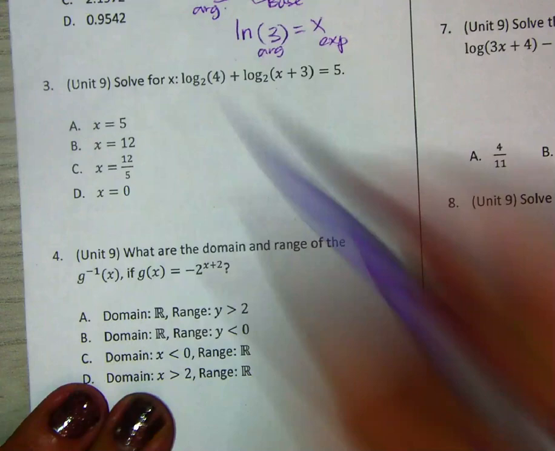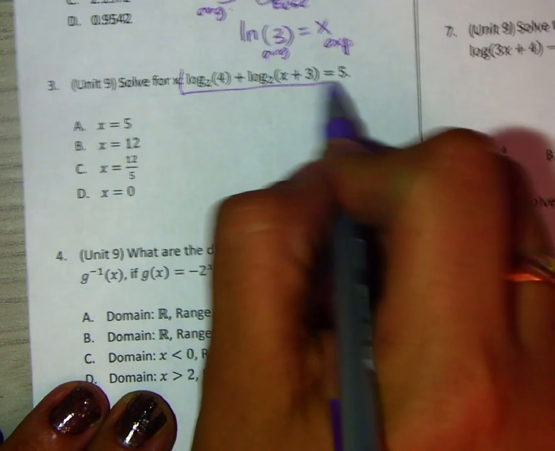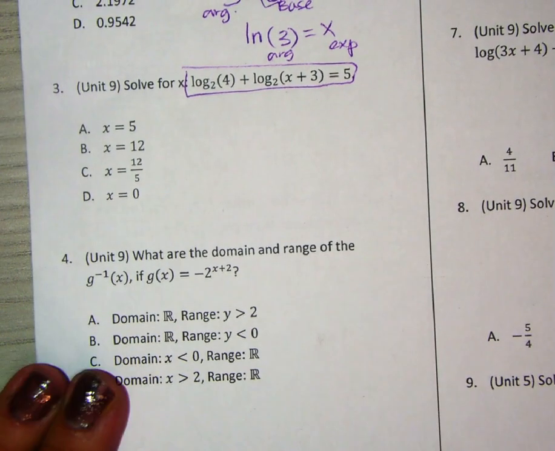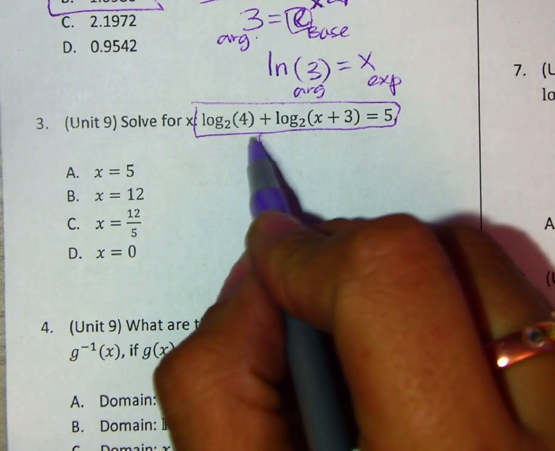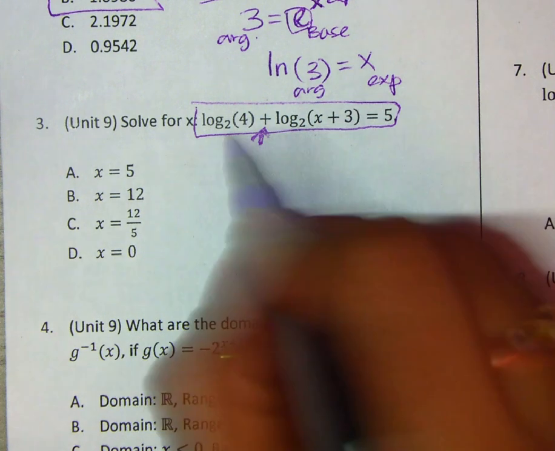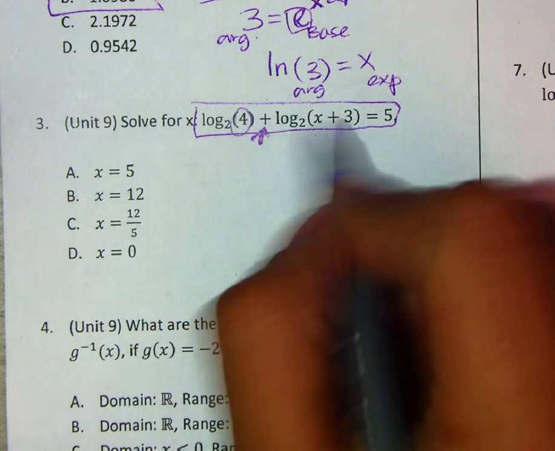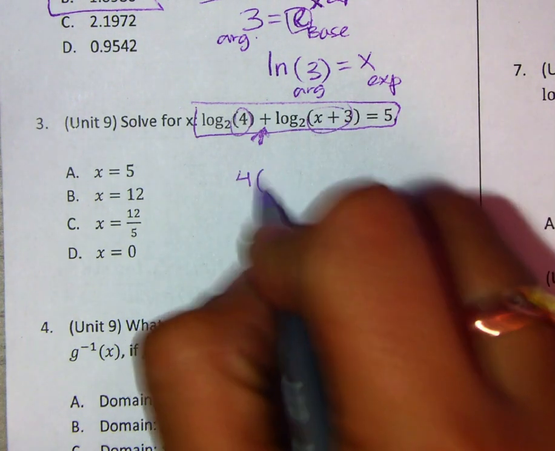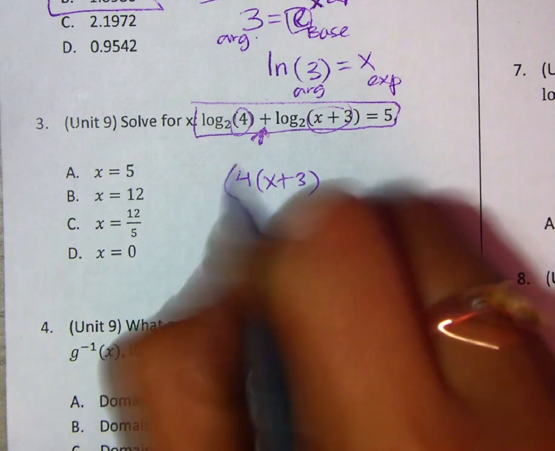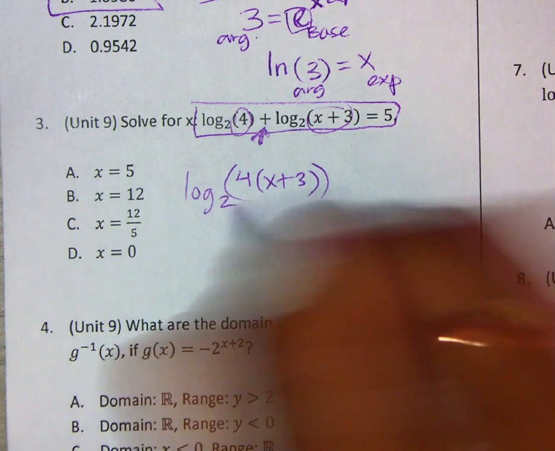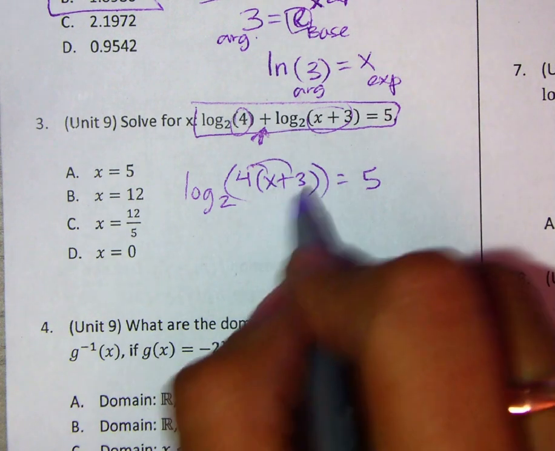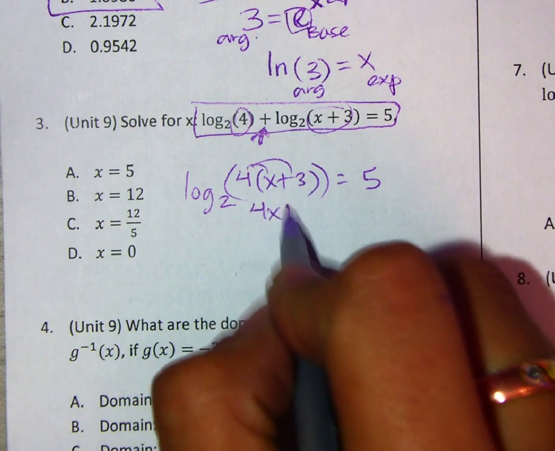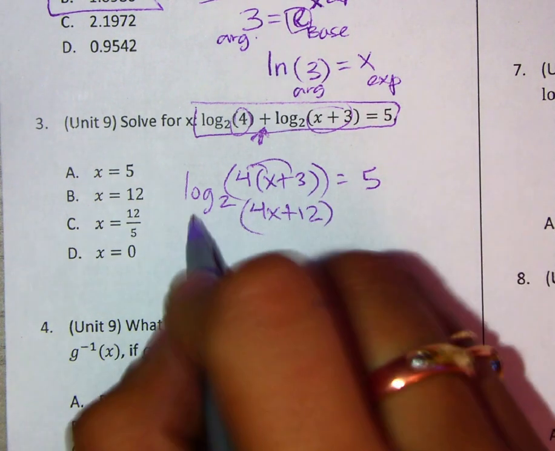On the next one, we have solve for x given this equation right here. We're going to use log properties to simplify. And when we simplify, we're going to notice that these two logs are being added. So whenever you add two logs that are the same, you're going to multiply the arguments. So you're going to have 4 times x plus 3, and that will be your argument for the log. And then, of course, 4x and 4 times 3 can be rewritten as 4x plus 12. So that's the new argument.